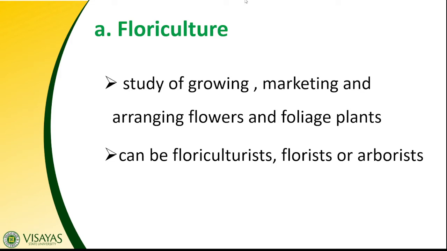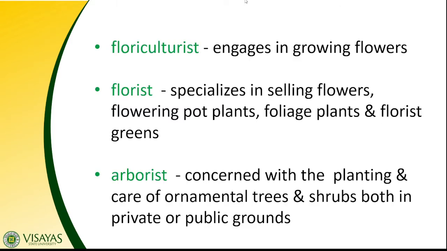Under ornamental horticulture, there are two categories, and the first is floriculture, which is defined as the study of growing, marketing, and arranging flowers and foliage plants. There are three kinds of people engaged in floriculture, and these are the floriculturists, florists, and arborists.